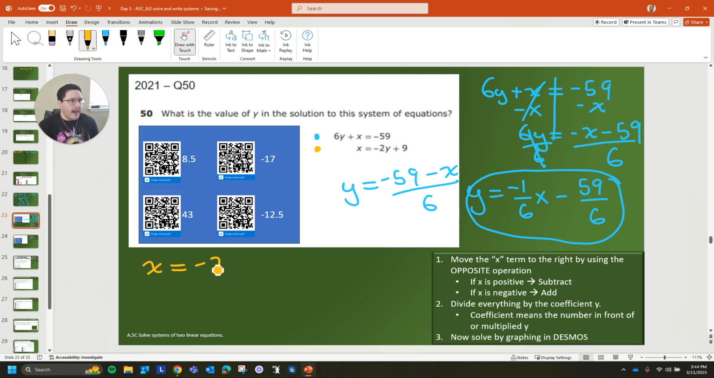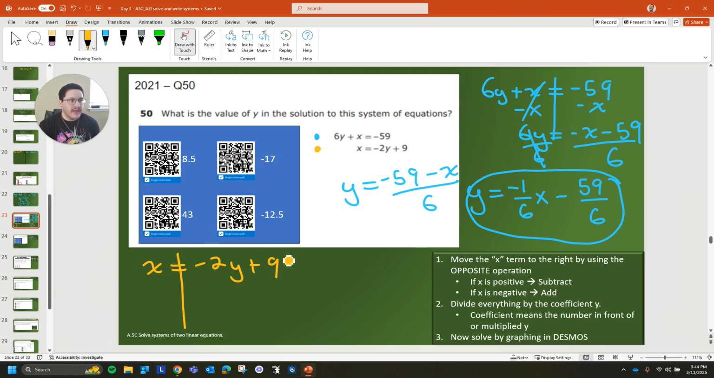x equals minus 2y plus 9. The goal is still the same. We still want to get the y by itself by moving everything to the other side. But notice how the x is already on the left side. Well, nothing changes. The y is still our focus. So now instead of focusing on the left side, we're just going to focus on the right side.